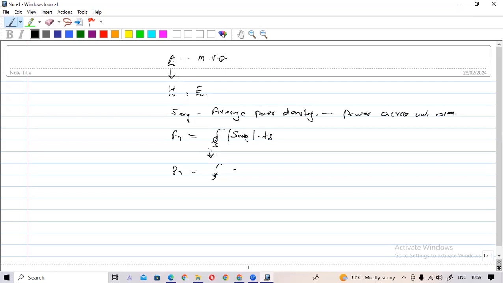This can be written in spherical coordinates like this, with d theta d phi, as we have learned. Most probably this integration will be from 0 to 2 pi and 0 to pi. So you have to do this integration if you want to find the total radiated power.